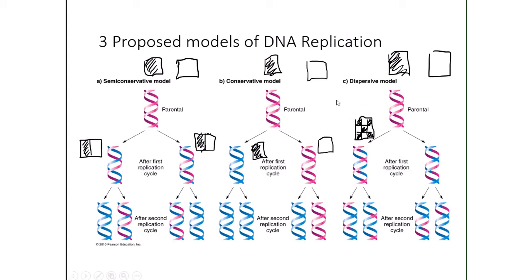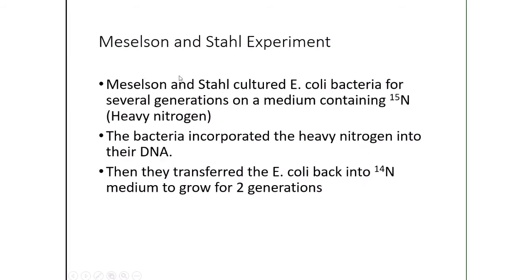Well, that's going to be determined by the Meselson and Stahl experiment. In their experiment, they cultured E. coli bacteria for several generations in a medium containing heavy nitrogen. Normal nitrogen has a molecular weight of 14, but this heavy nitrogen has a molecular weight of 15. Right, so nitrogen 15. After several generations of growing there, all the DNA is going to have heavy nitrogen incorporated into it.